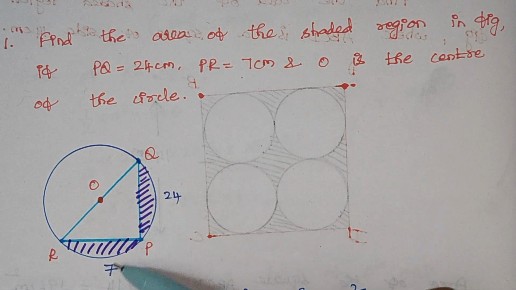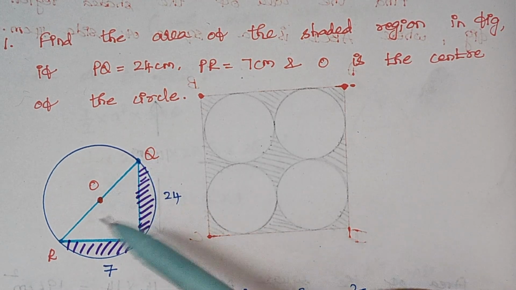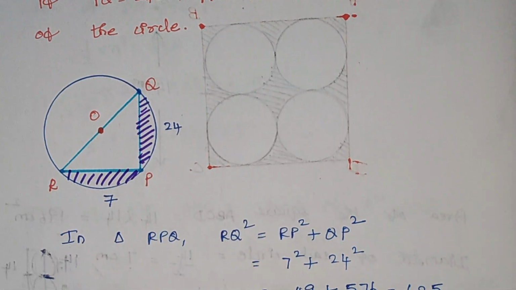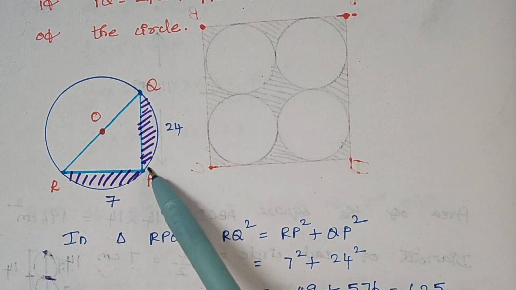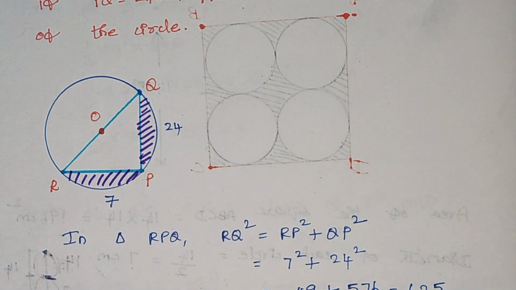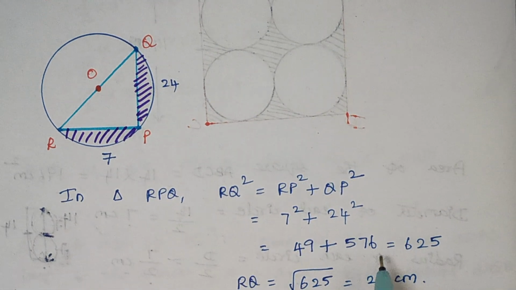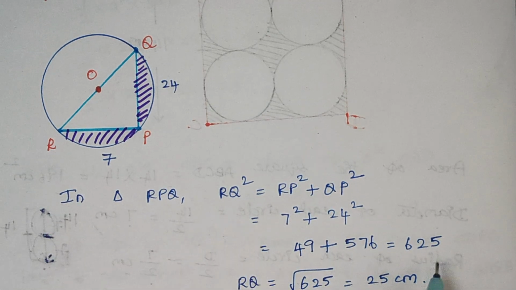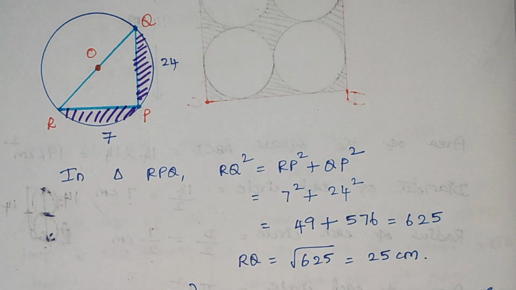So I know two sides of the triangle. Now I am going to find the third side by using Pythagoras theorem. So what is Pythagoras theorem here? RQ square is equal to RP square plus PQ square. Just substitute the values. So here I am getting the value as 625. That is, RQ square is 625. Therefore RQ is 25 centimeter.